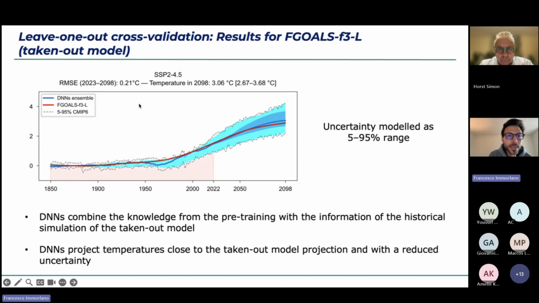The red line is the global mean temperatures, so our ground truth, basically the synthetic ground truth simulated by FGOALS-f3-L. The blue line is the global mean temperatures predicted by the DNNs, averaged across the DNNs with a corresponding uncertainty, which is the blue shading, represented and modeled as the 5-95% range. And this is the uncertainty of the remaining CMIP6 models. We can notice that the DNNs project patterns in the future consistent with the simulation we are targeting, and also with a reduced uncertainty compared to the remaining CMIP6 simulations.